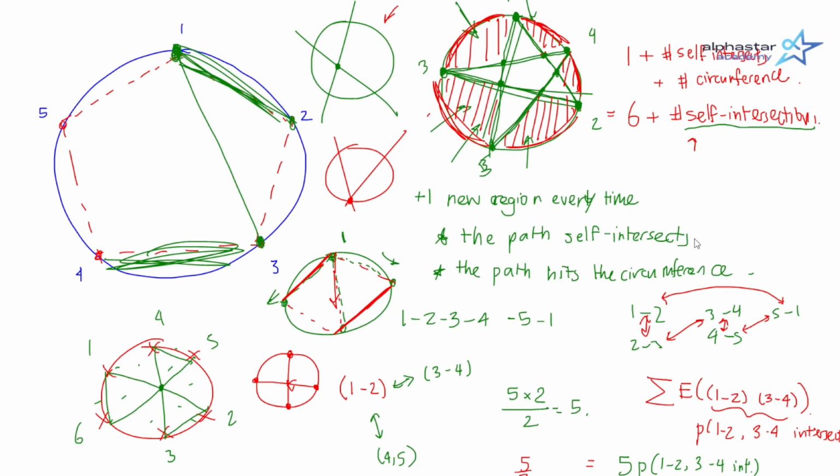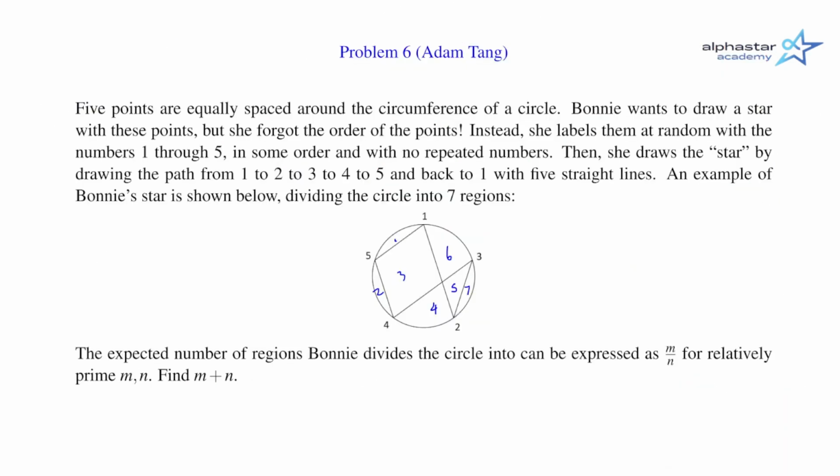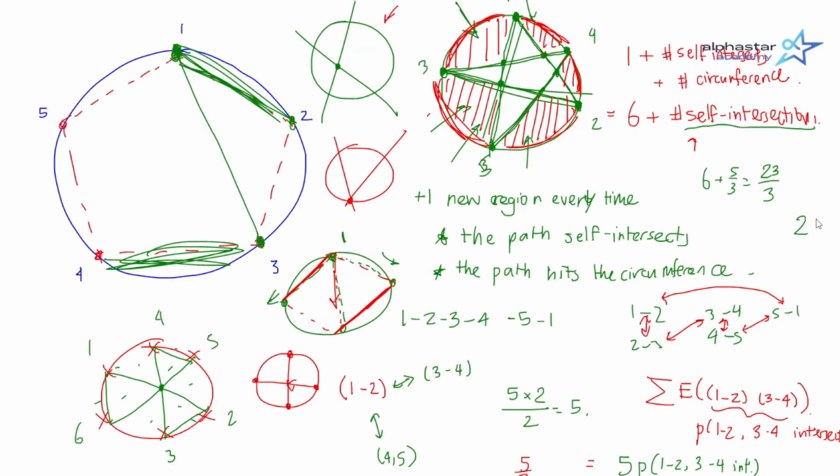So our final answer, the expected number of pieces the star divides the circle into, is just 6 plus 5/3, which equals 23/3. You can see the question asks for m plus n, so our answer is 26.